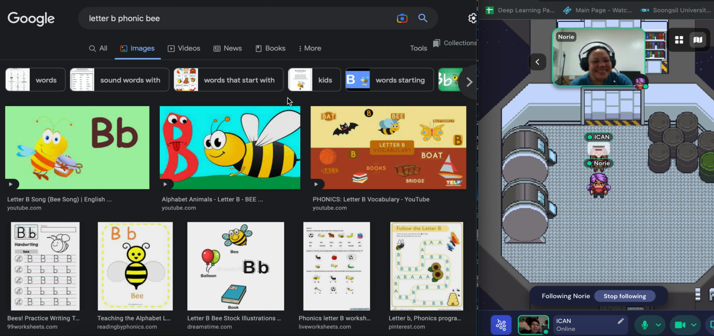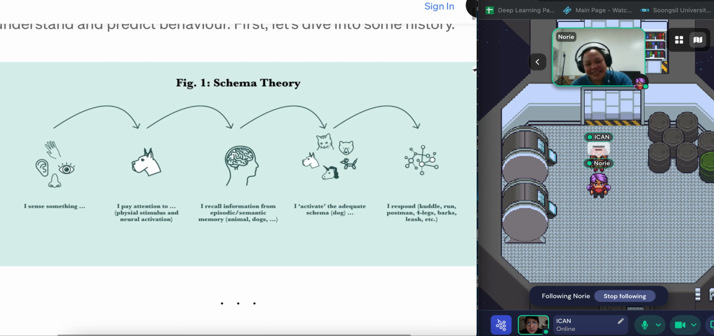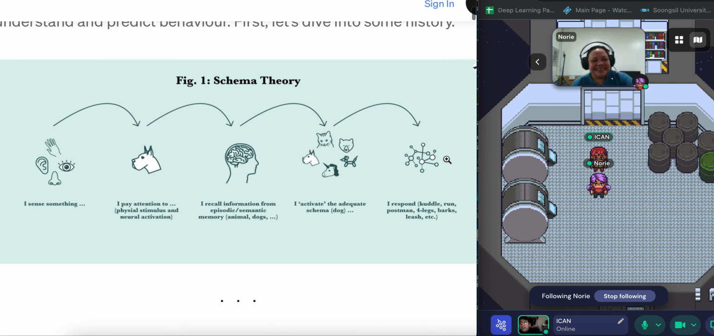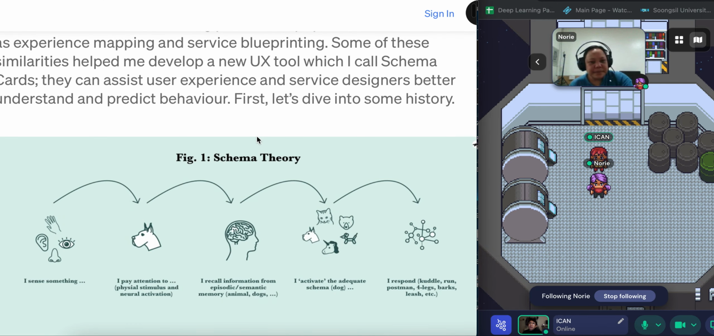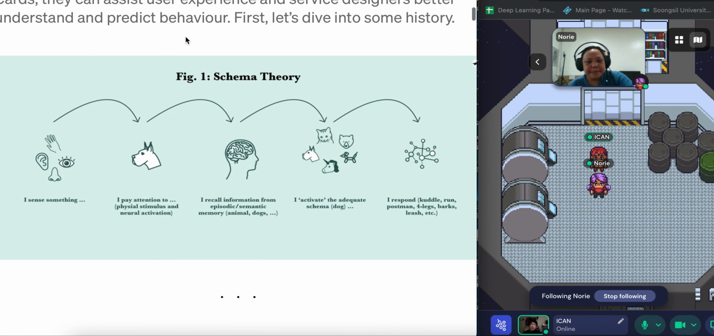Tapos yun, maaalala na niya na, okay, B is like this. So baka makatulong. You can try that, okay? Okay, sige po. So in a way, I'll try that later. Ayan. So in a way, ayun na yung schema theory. Ayun lang naman yung basic concept of schema theory sa ICANN.